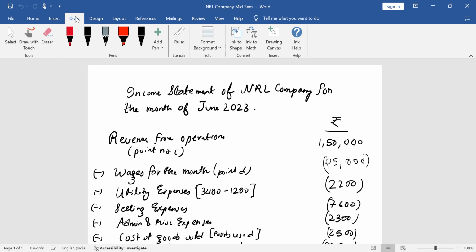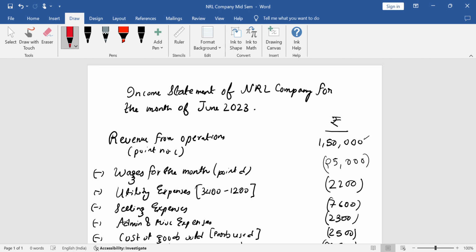I'll try to explain the rationale. As you know, the income statement starts with revenue from operations. We got the revenue from operations from point number C, which is 1,50,000 rupees. Then from the revenue we'll subtract all the expenses. The first expense which comes to our eyes is wages. Wages for the month, rupees 25,000.